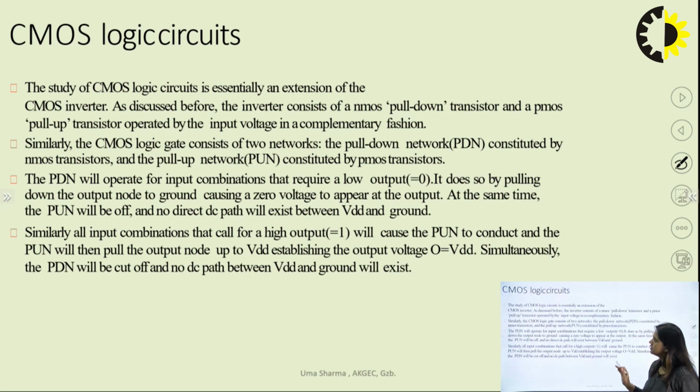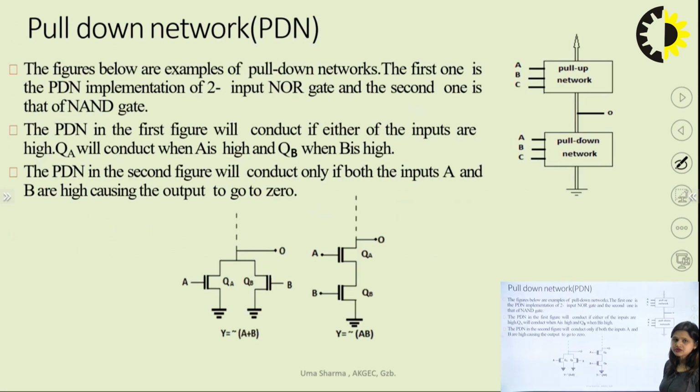So now we will discuss the CMOS logic circuits. If I talk about the basic structure of a CMOS logic circuit, the CMOS logic is basically designed using two networks. One is the pull up network, the second one is the pull down network. The pull up network is made up of only PMOS transistors, whereas the pull down network uses only NMOS transistors.